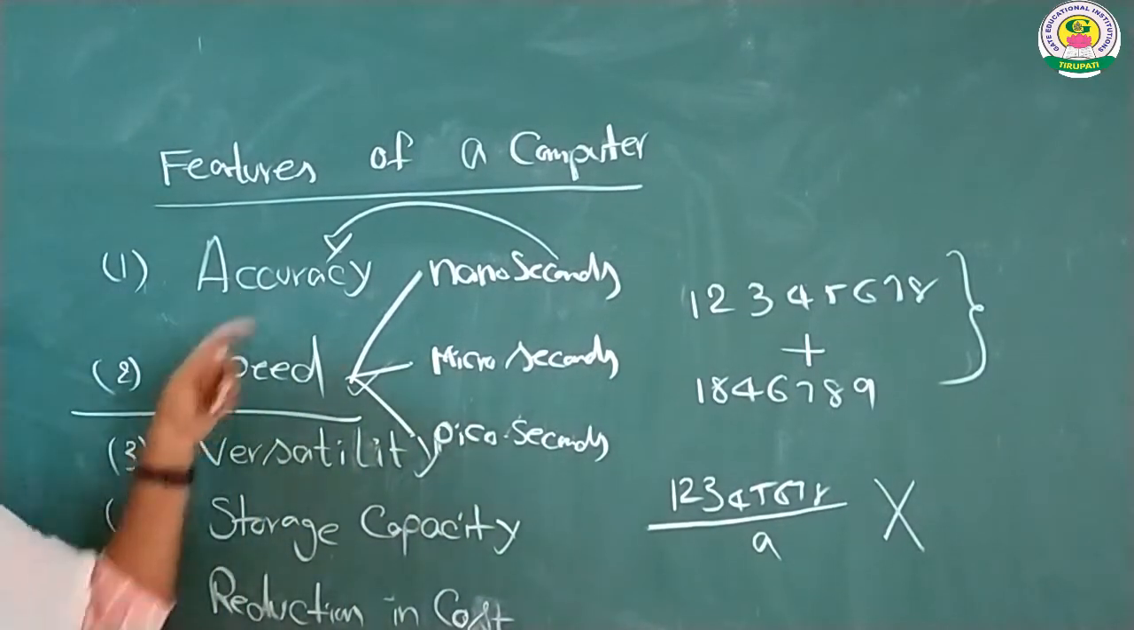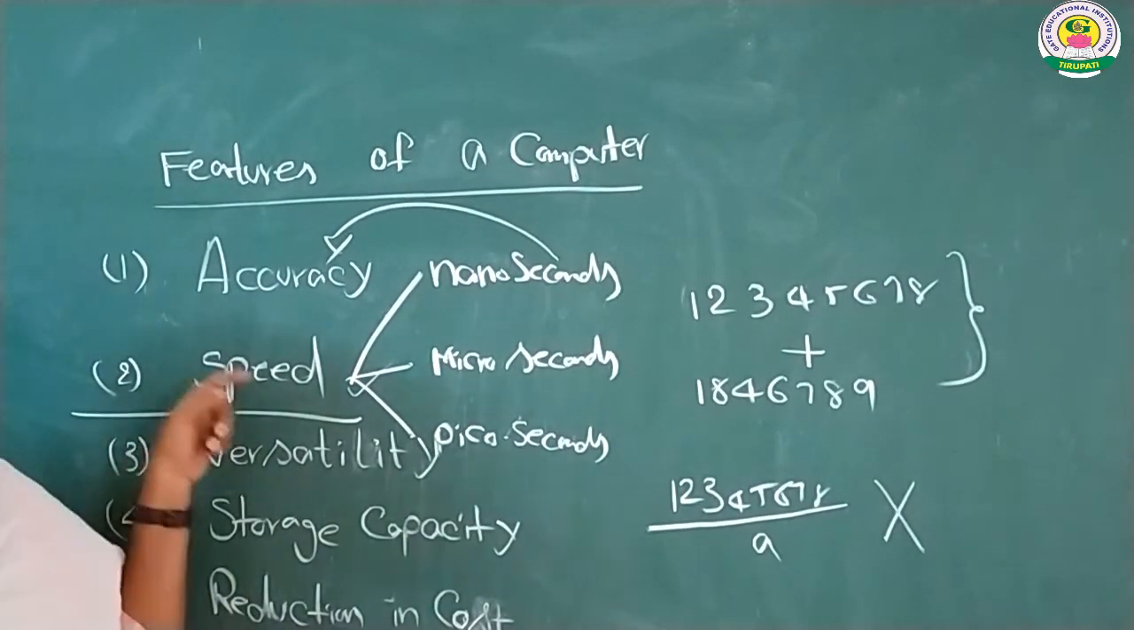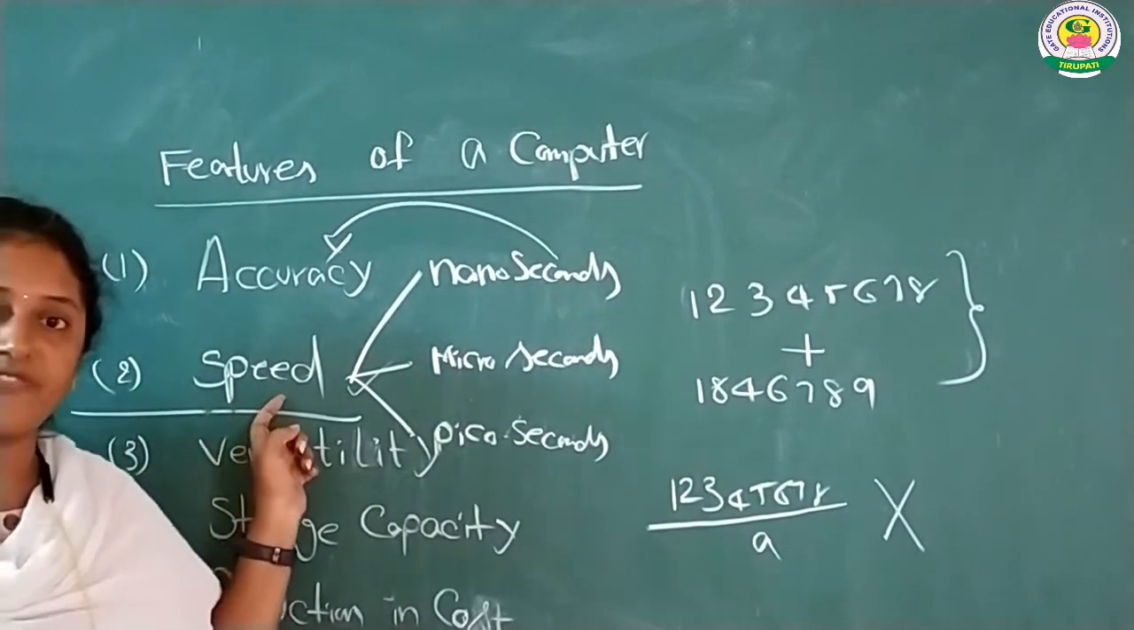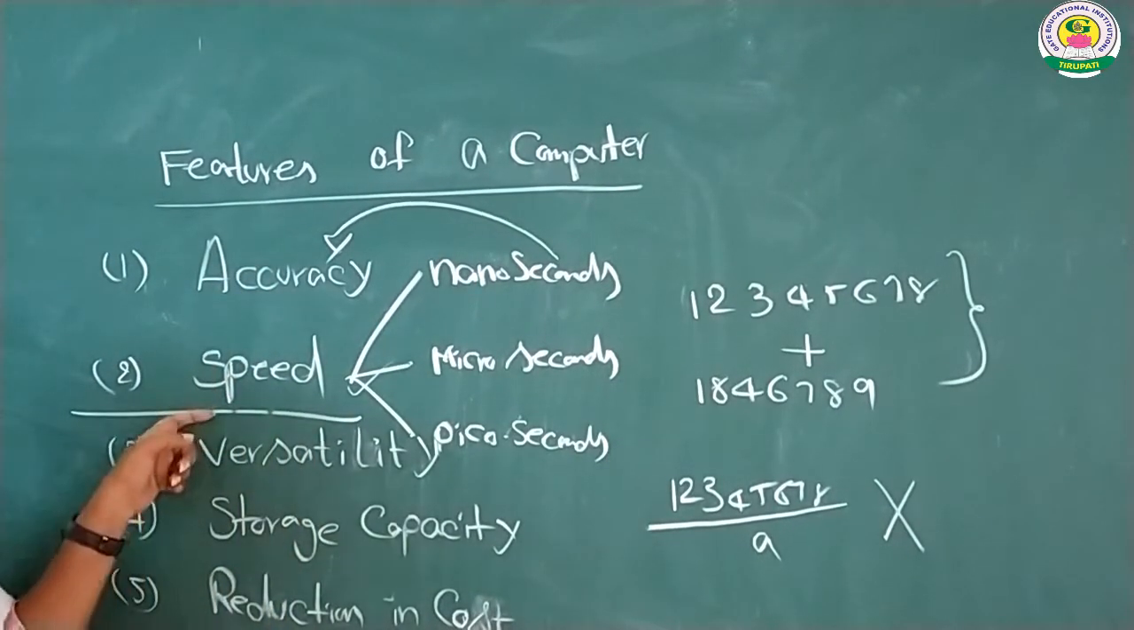So how a computer is credited with speed means millions of instructions will be calculated in fractions of seconds. So this is the actual meaning of the speed of a computer.